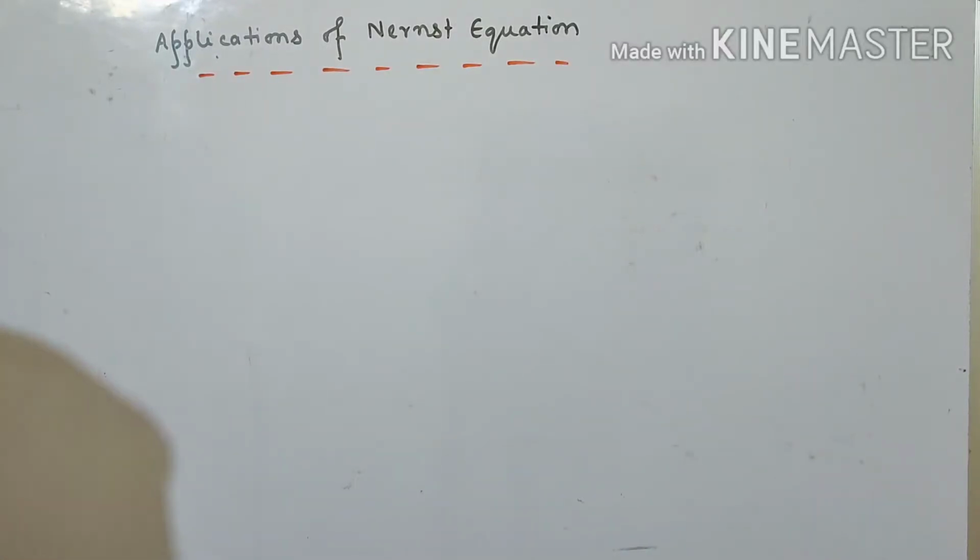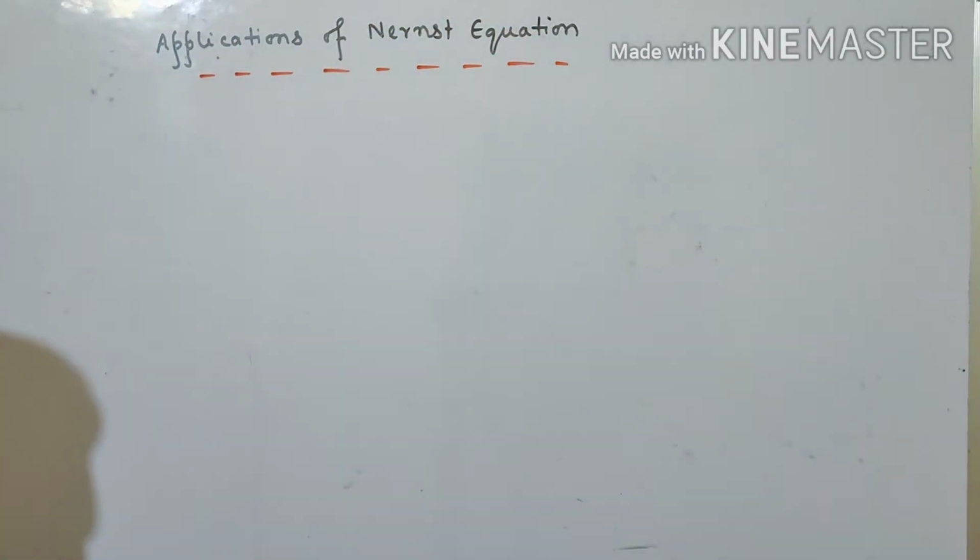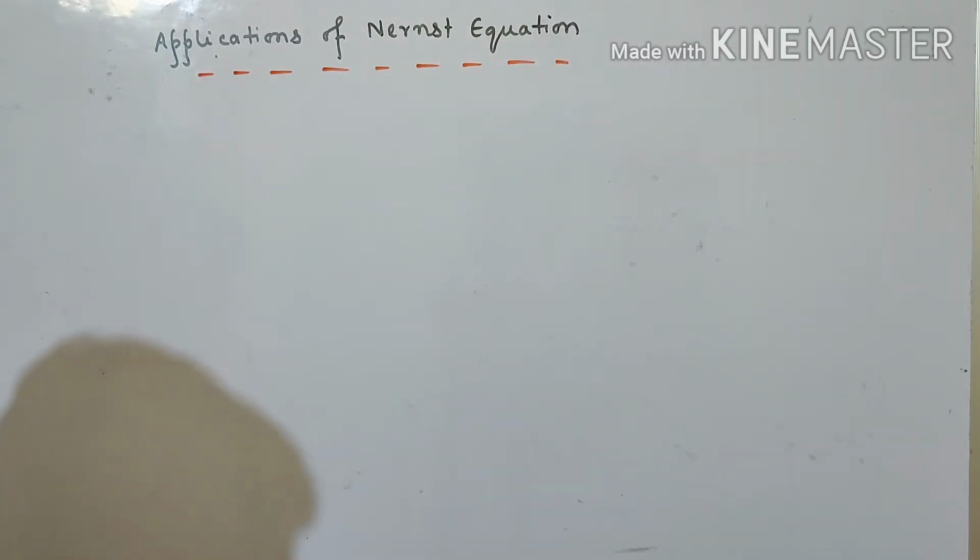So, as a continuation of the discussion that we already had, today we are going to discuss the applications of the Nernst equation. If you remember, in the last class we discussed concentration cells. Today we will see how the Nernst equation can be applied in various electrochemical cases.